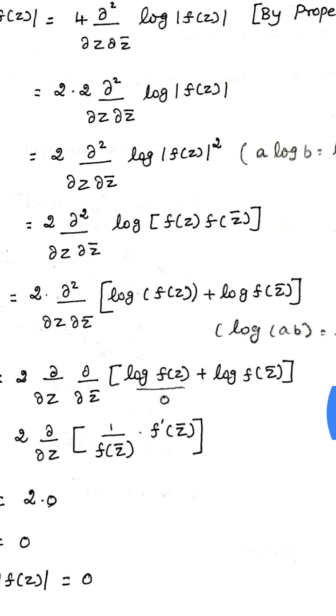Okay, and here first I am going to differentiate this log of f(z) plus log of f(z̄) in terms of z̄. In log of f(z), no z̄ term is there. So obviously we have to consider that as constant. If you differentiate one constant, what answer you will get? 0. Thus this log of f(z) becomes 0.